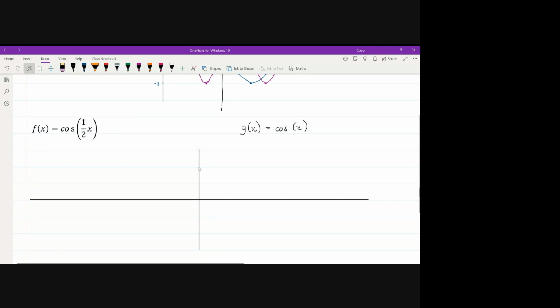My cos x graph, or my mother graph, will start at 1 and then go all the way down to -1 on this side. I can draw the mother graph in orange. For my mother graph, cos of 0 degrees gives me 1. Cos of 90 degrees gives us 0. Cos of 180 degrees gives us -1.